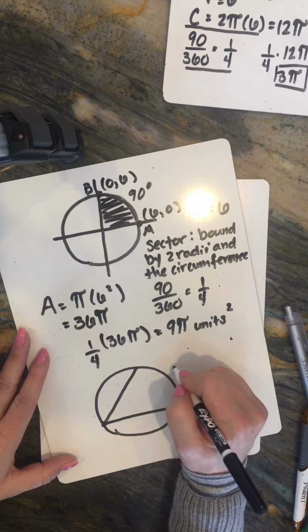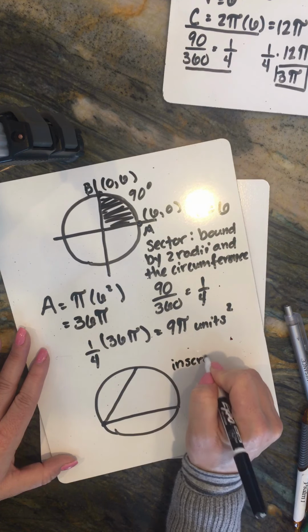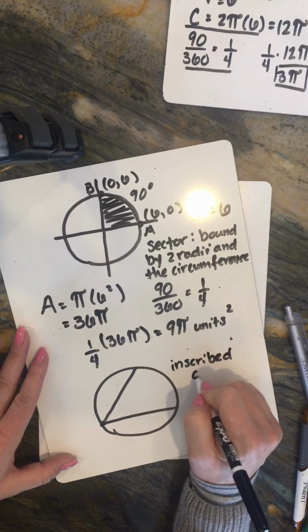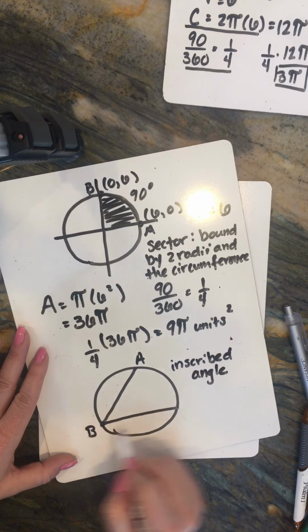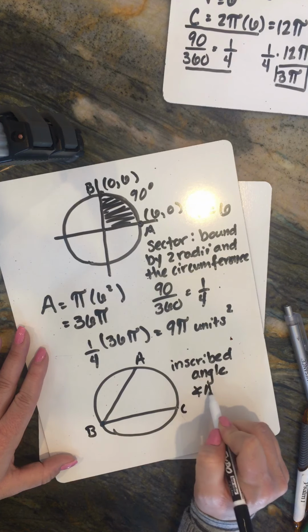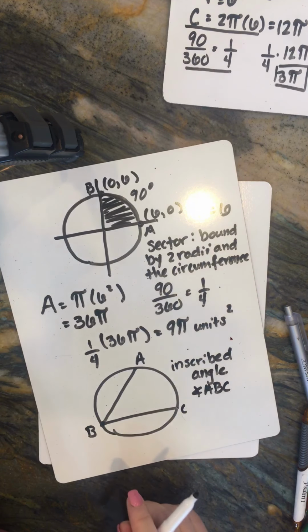So this is called an inscribed angle. And we'll call it ABC. So angle ABC is inscribed.